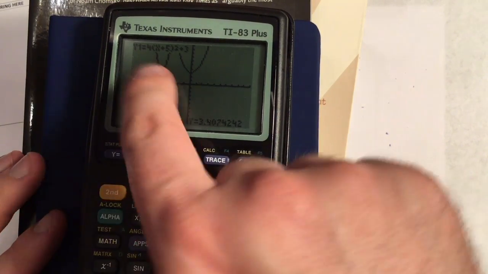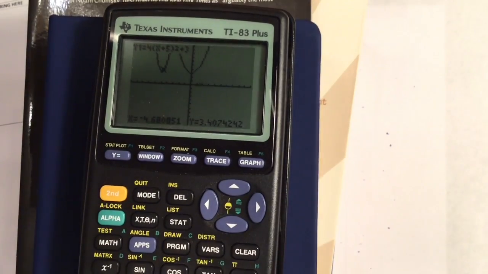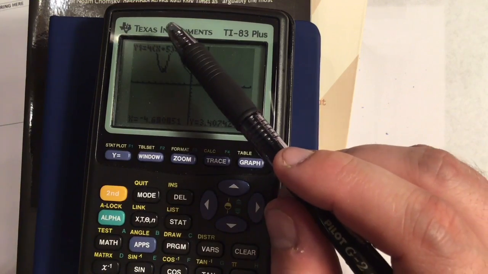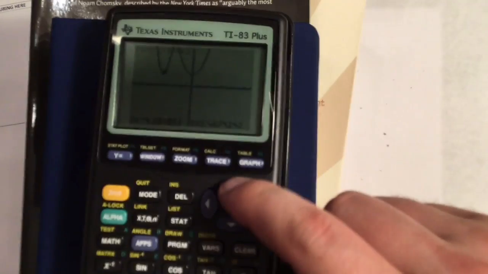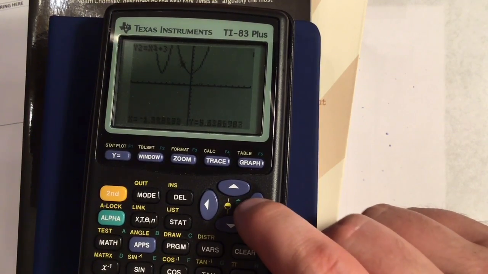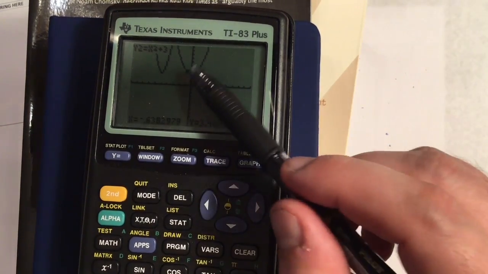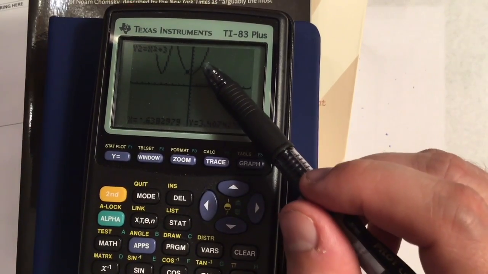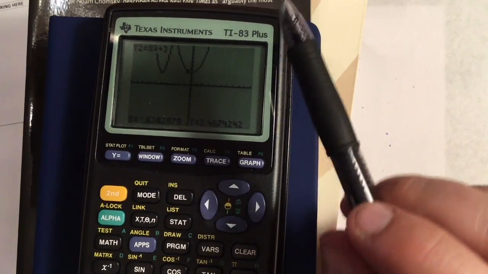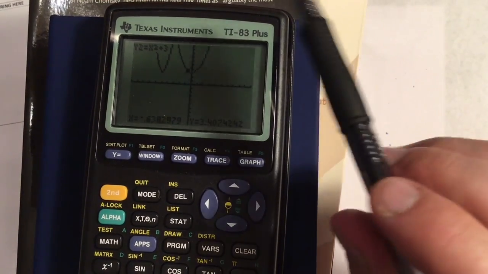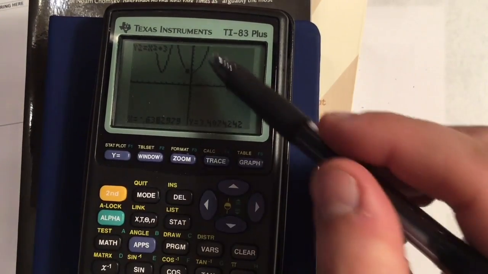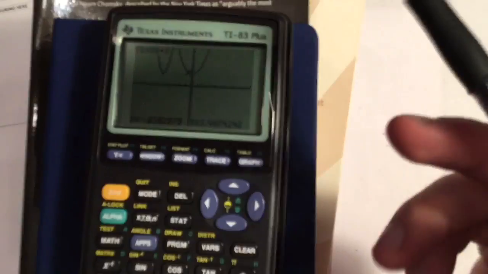Okay. So this narrower parabola is g of x. If I hit the up button, you'll see I go to the other parabola. And this is f of x. So the graph of g of x is narrower. You can see there's like this and this. So g of x is narrower.